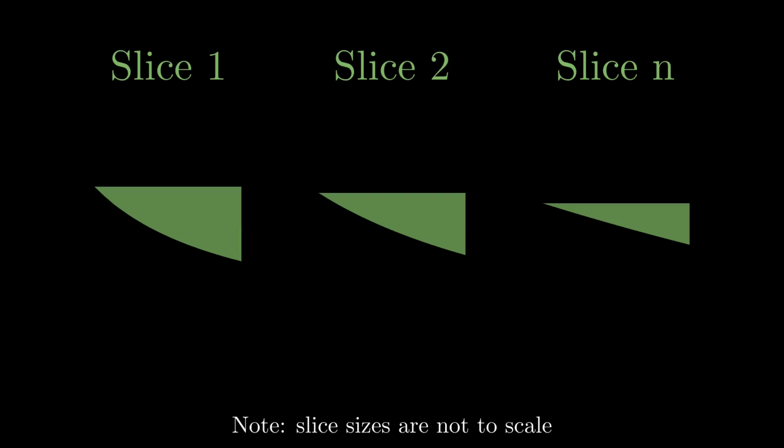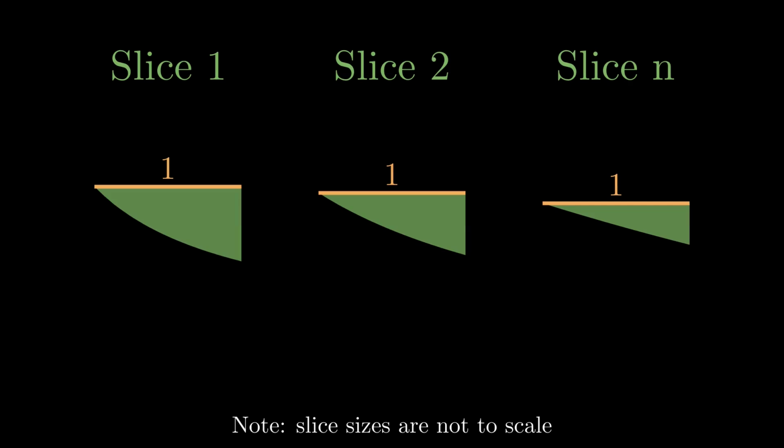The length of slice 1 is 1. This is because it goes from x equals 1 to x equals 2. The length of the second slice is also 1. This is because it goes from x equals 2 to x equals 3. Slice n goes from x equals n to x equals n plus 1. Therefore, its length is also 1.